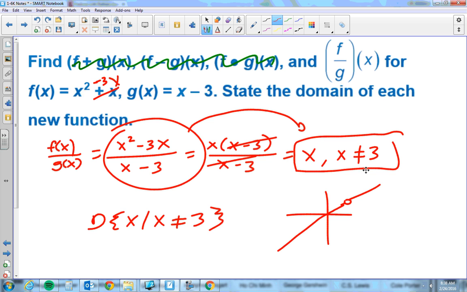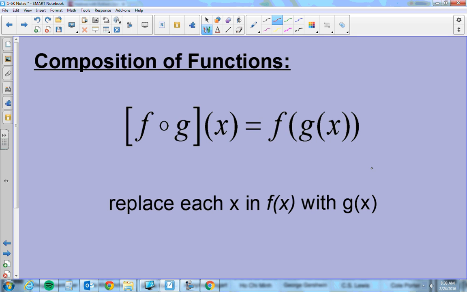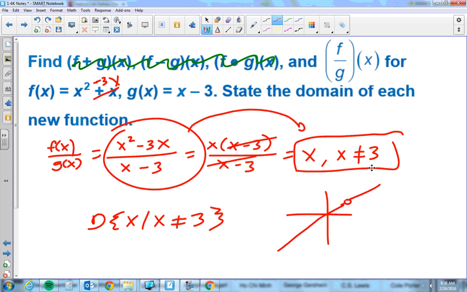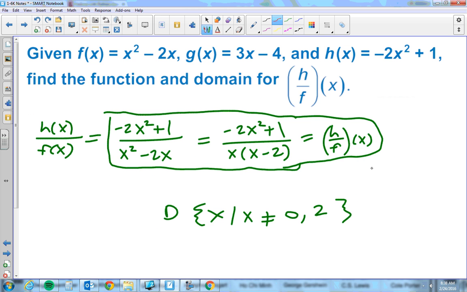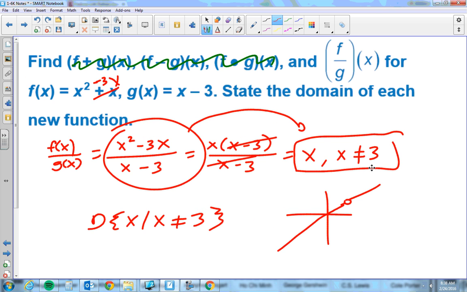So, I definitely expect this. But not just X, but X with the domain restriction. Okay? All right. Once again, that was all pretty straightforward. You just multiply, divide, whatever it is tells you to do. Just be careful that you express the answer correctly. If it does simplify, keep the domain restriction, is all.